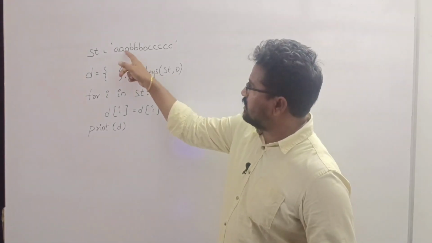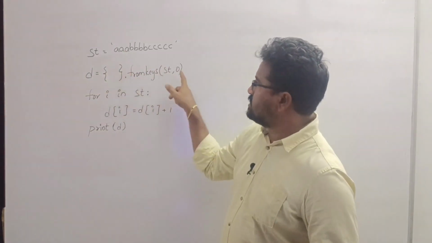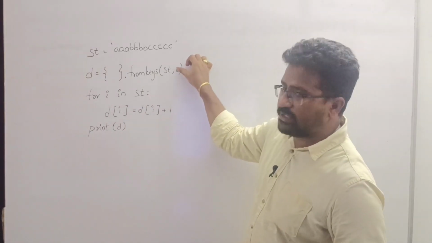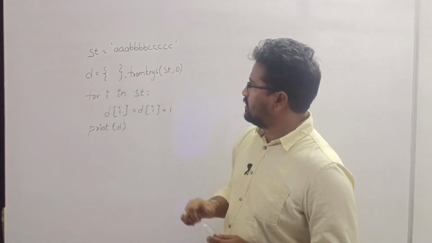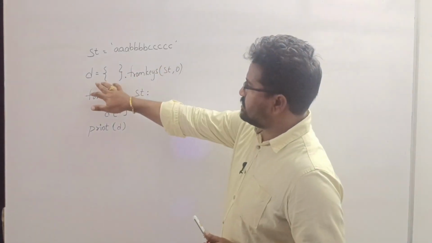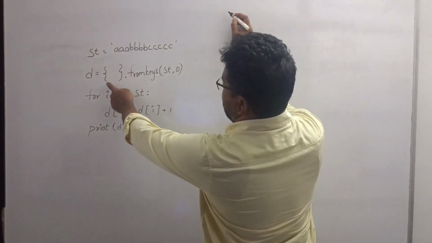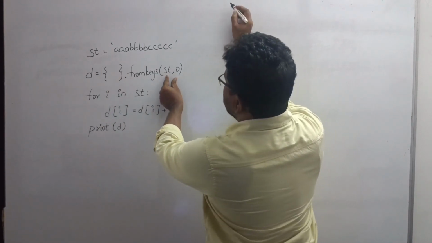From a string it will take all the characters and make them keys in the dictionary. For every key, 0 will be the value. Suppose if you don't give the 0, by default None is the default value for every key. So in this case, what is happening? Here D is created as D equal to empty dict dot fromkeys of st.